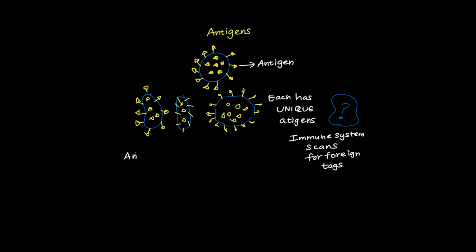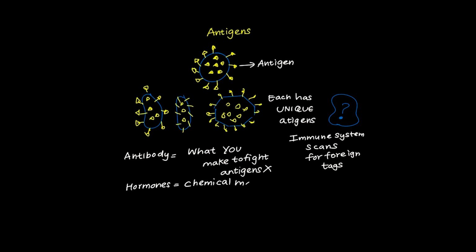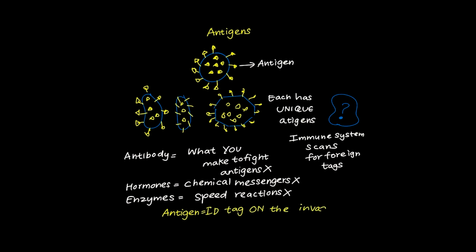Each cold virus has different antigens, which is why you can catch multiple colds. Your immunity to one doesn't protect against another. Antibodies are what your immune system makes in response to antigens. They're the lock to the antigen's key. Hormones are chemical messengers from glands, unrelated to immune recognition. Enzymes speed up chemical reactions. Neither identifies invaders. Here's a WGU C458 OA exam tip for you. The marker on the invader equals antigen. What your body makes to fight it equals antibody. Quick recall hook: antigen equals the antagonist's ID tag.